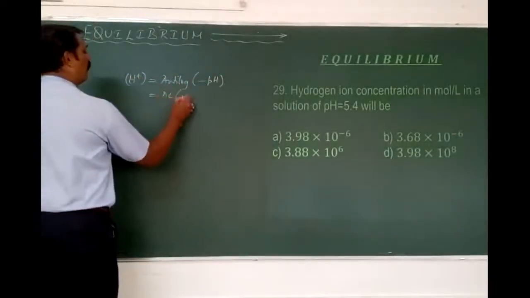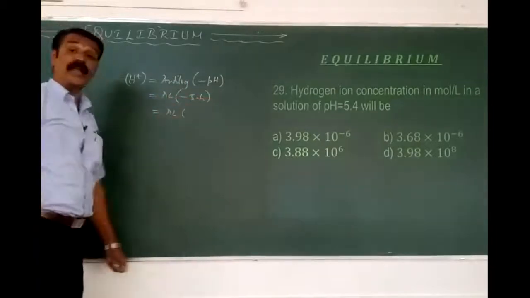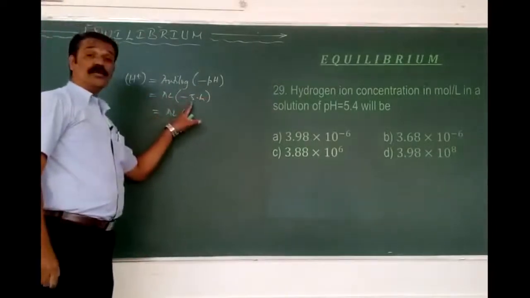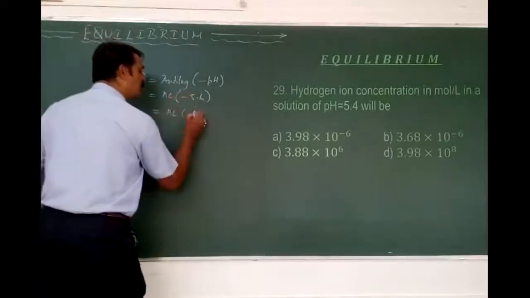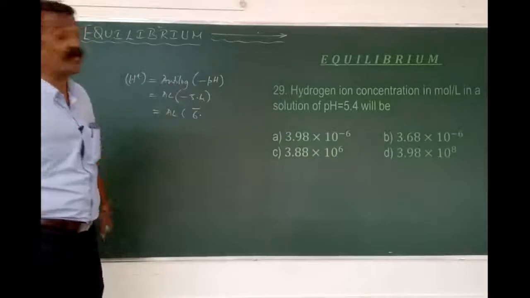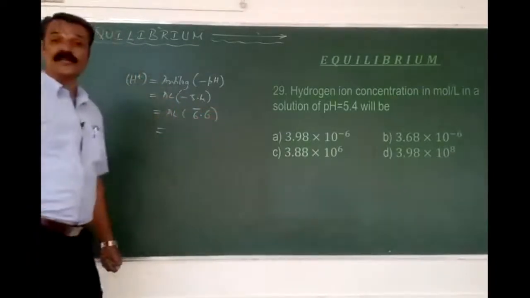Antilog of minus 5.4. We know that negative antilogs cannot be obtained. What we have to do is add 1 to this number and make it into a bar. Adding 1 means it becomes 6 bar, and the fraction has to be subtracted from 1. What is 1 minus 0.4? It's 0.6. What is antilog of 0.6?